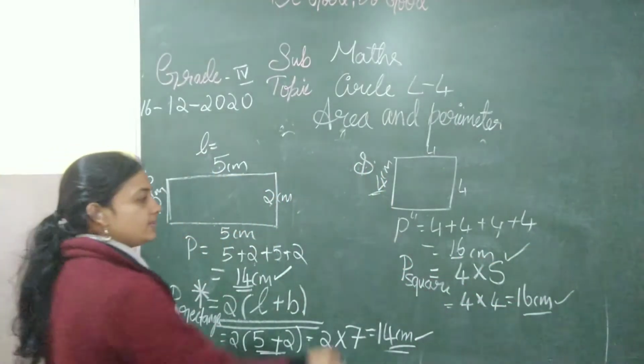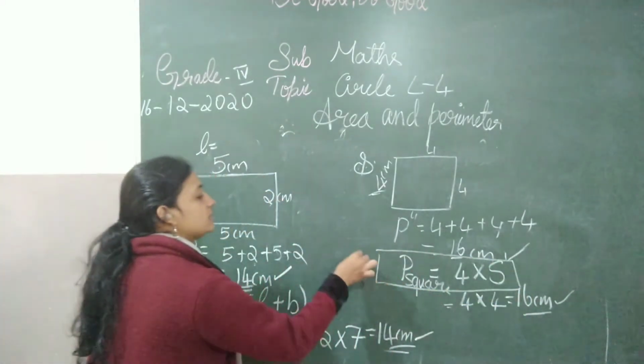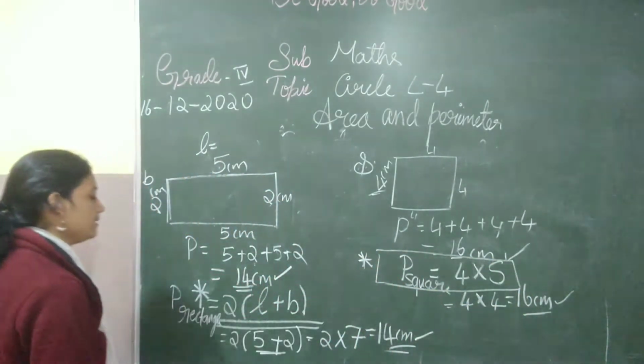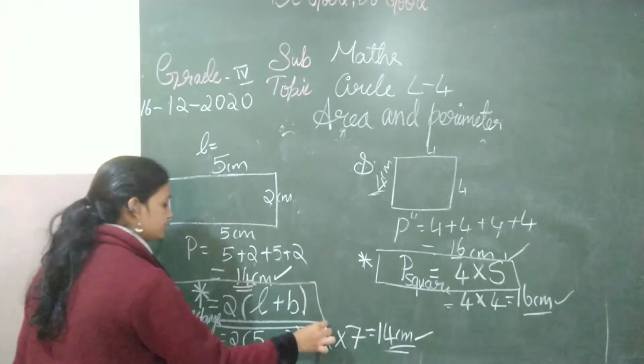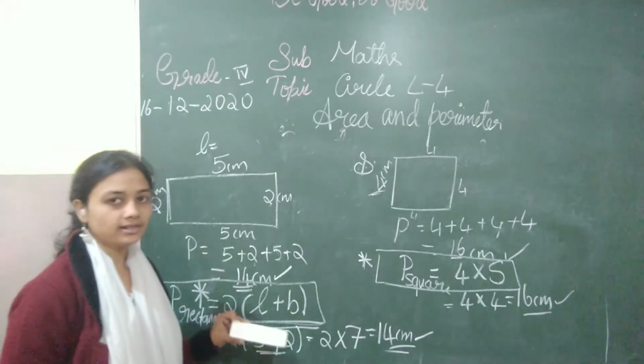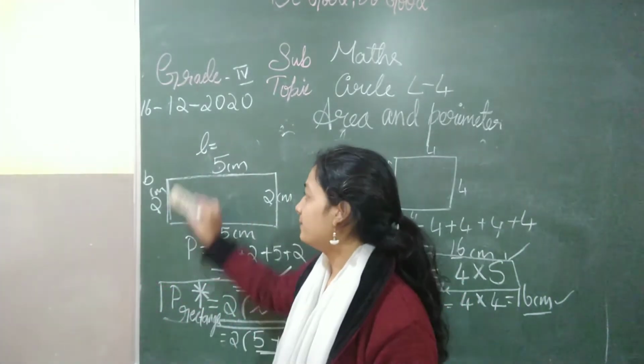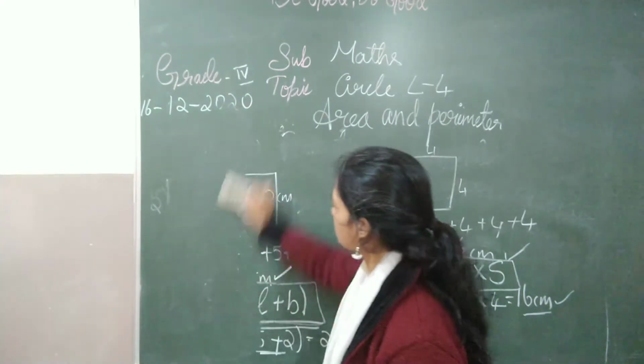So children, keep in your mind the formula for finding the perimeter of a square and the perimeter of a rectangle. These two you will be using in the exercise. So first let us complete the exercise and then find what is area. So all of you take your textbooks.